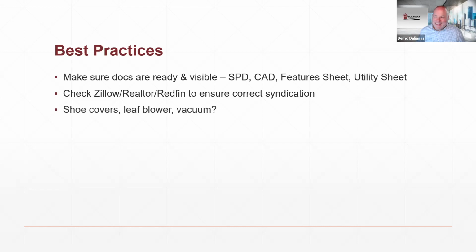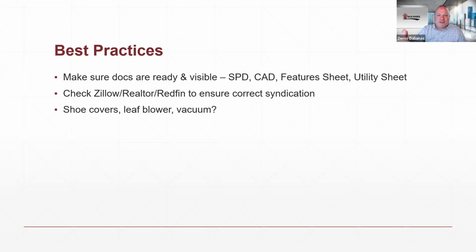So the next one is shoe covers, leaf blowers, and a vacuum, right? What are some things that are probably good to keep in your car with you? If it's fall and you're listing a property and maybe the sellers aren't there, or one of the sellers physically can't do some of these things, blowing off the property before an open house, right?